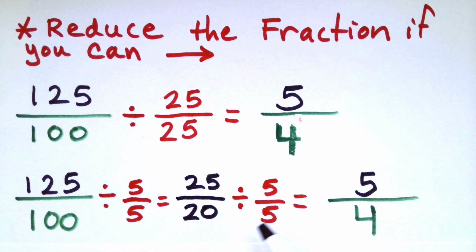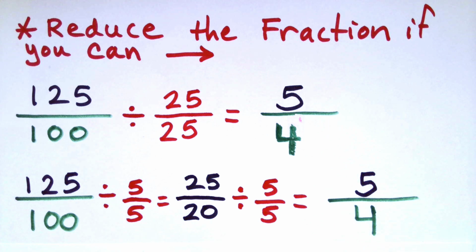Can I divide 5 into top and bottom evenly? Yes, I can once again. I know 5 times 5 is 25, and I know 5 times 4 gives me a product of 20. So 125 over 100 divides down to 5/4. Can I divide another number into top and bottom evenly without a remainder other than 1? No, I cannot. So I know 5/4 is the reduced fraction. So I've gone from 125% as a percentage, and then I've converted that into 5/4 as a fraction.